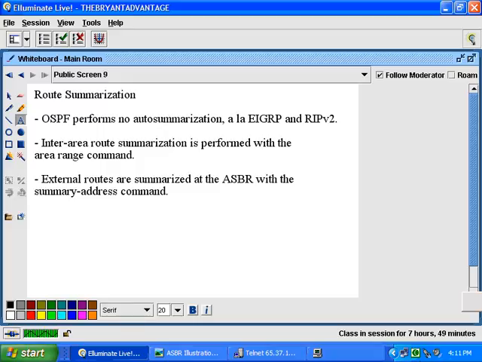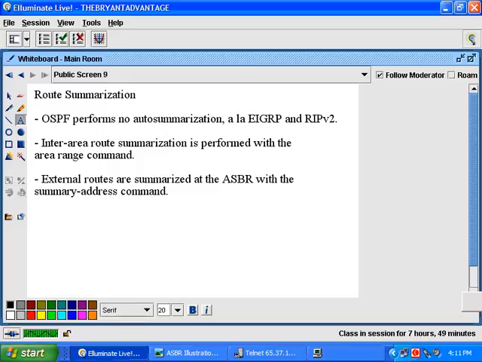But it's also not always possible to configure stub and total stub areas. We can't make area 0 a stub. We can't make area 0 a total stub. And if an area is serving as a transit area for a virtual link, we can't make that a stub or total stub. Remember in the previous video, we had to take the virtual link off of area 34 so we could make that a stub area. But we still have opportunities to make the routing table smaller via route summarization.